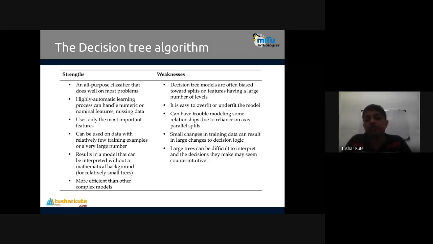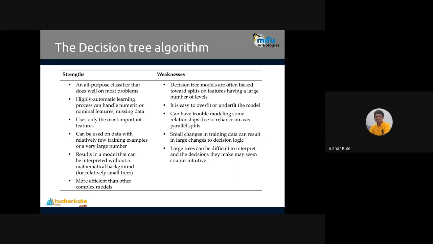It uses only the most important features. This is again a property of decision tree. Remember, in machine learning there is a concept called feature selection, or feature reduction or feature extraction. Most of the time when machine learning algorithms are used, they make use of feature selection methods, and this gives you the perfect features. With the help of this, it's possible to identify the features which are most suited and most beneficial for your algorithm.